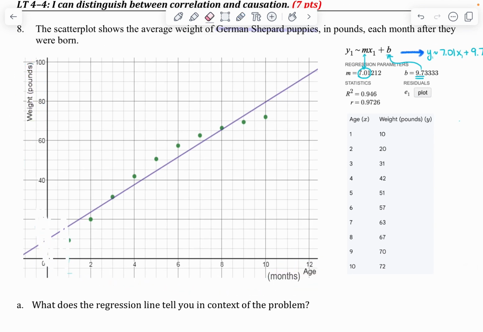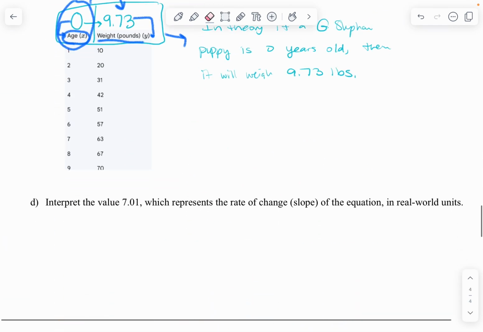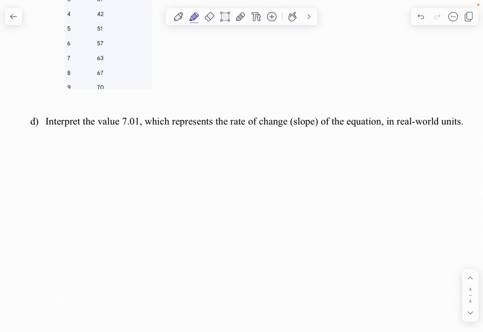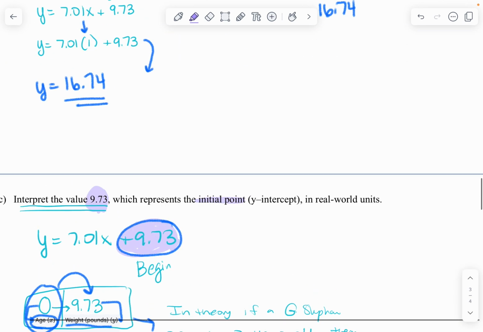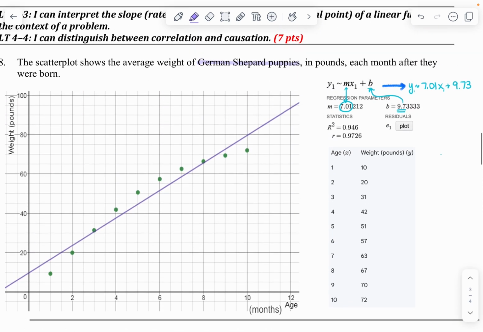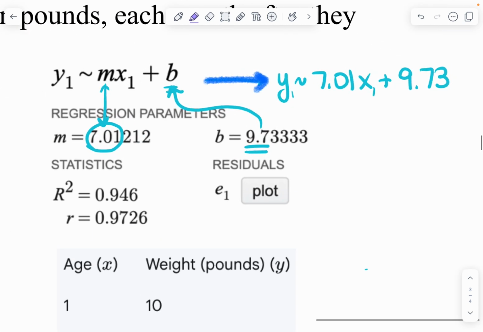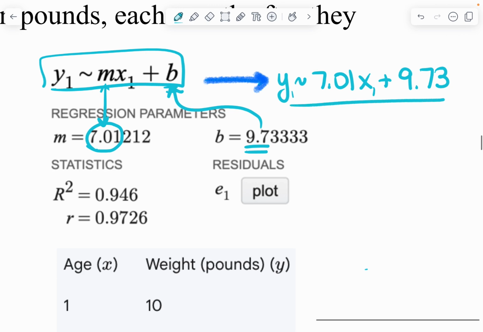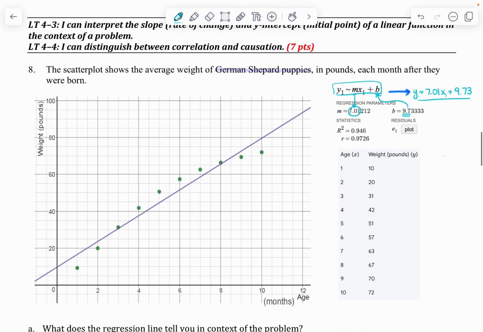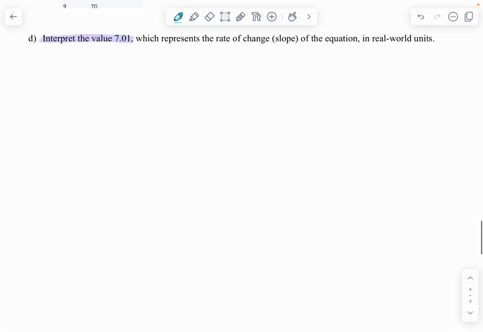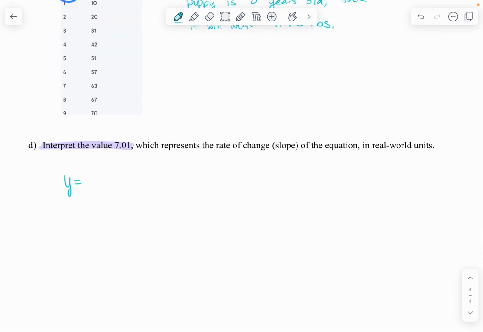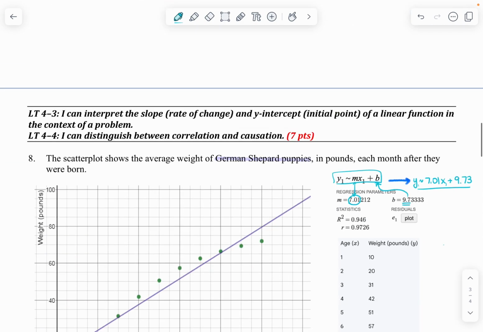Okay, so somebody says to you, make an interpretation, and when it says interpret, what we're talking about is going back to the equation. If somebody gives me y equals mx plus b, I need to replace the m and the b with some numbers, and I do that to get this. So I'm just going to copy that equation, which was y equals 7.01x plus 973.